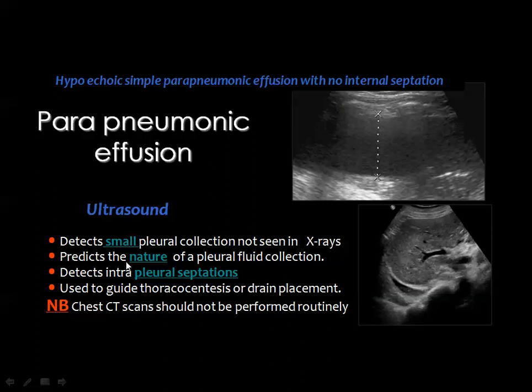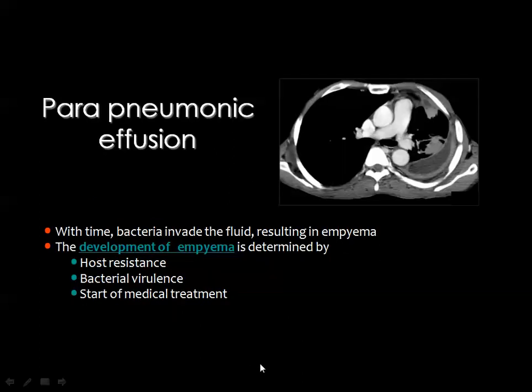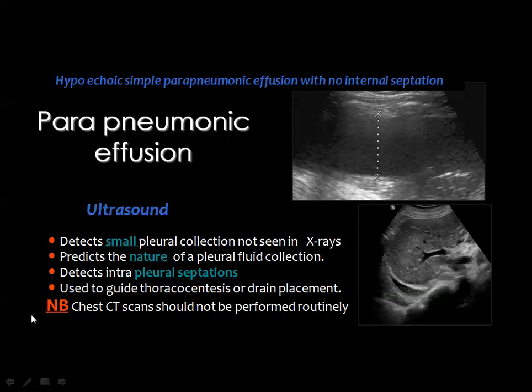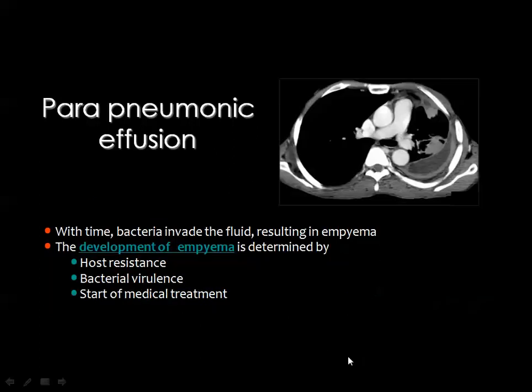It can detect or predict the nature of the fluid collection, if it is sterile or infected, by the echogenicity of the fluid itself. And very importantly, ultrasound can detect the presence of pleural septations within the effusion, which are very important if you are going to percutaneously drain this pleural collection. Then you see this note, which is that CT scan should not be performed routinely because of the radiation hazards for the pediatric patients, and you can use alternatively the ultrasound.